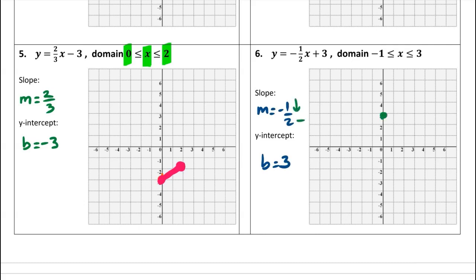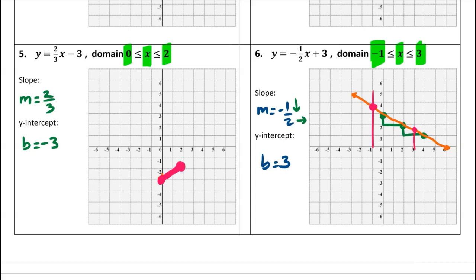-1/2 tells you to go down 1 and sideways 2. Down 1, sideways 2. Then we draw a line through those 3 points. Now the restricted domain is x between -1 and 3. At -1, you're gonna cut it right here, and at 3, you're gonna cut it right here.